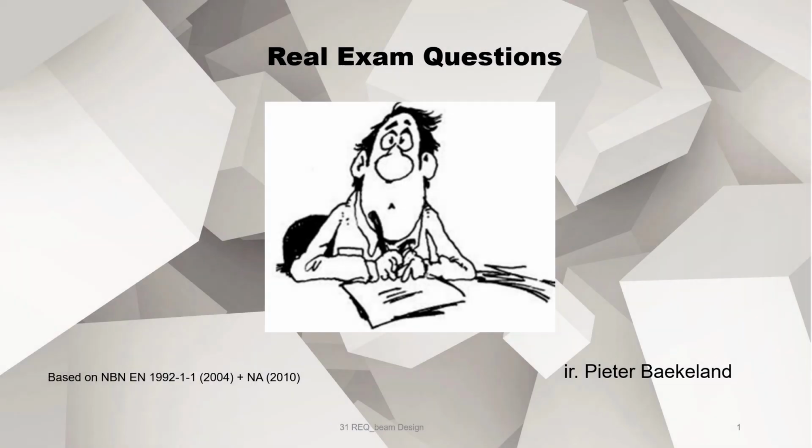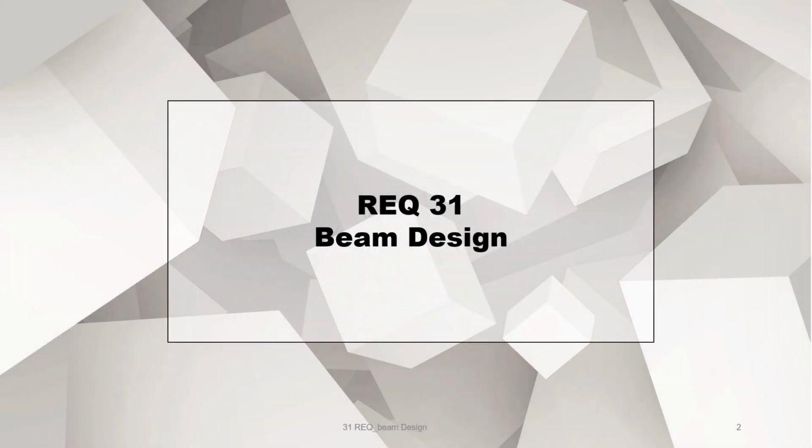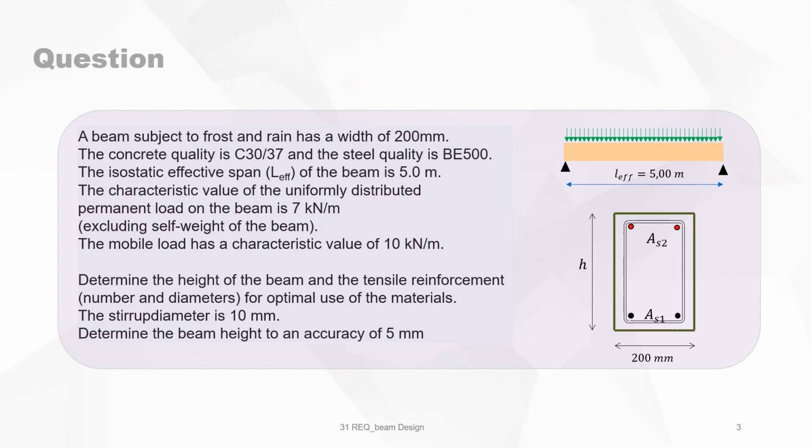Real exam questions. Question 31, it's about beam design. A beam subjected to frost and rain has a width of 200 millimeters. The concrete quality is C30/37 and the steel quality B500. The effective span of the beam is 5 meters.